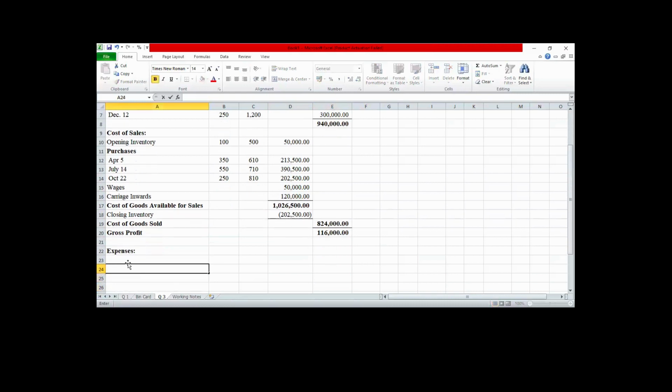Then what are the expenses we have now? We have rent. Rent how much? 120,000. Electricity 25,000 naira. Is that all? Yes, sir. Addition of this will give us what?